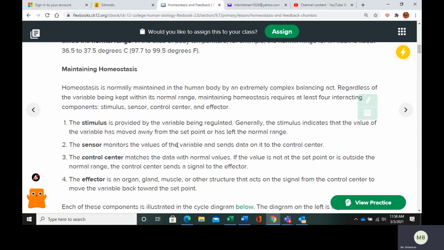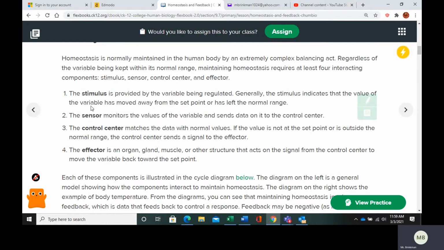So how our body maintains homeostasis is we have four interacting components. We have the stimulus, sensor, control center, and effector. All of these things are working together to try and keep your body stable. The stimulus is provided by the variable that is being regulated. The stimulus is going to indicate that the value of this variable has moved away from the set point or is out of normal range.